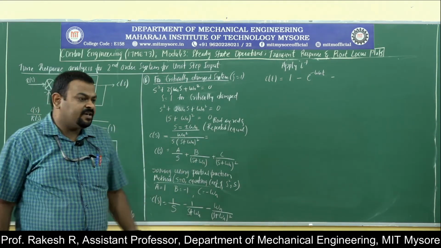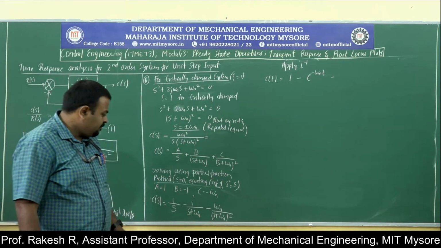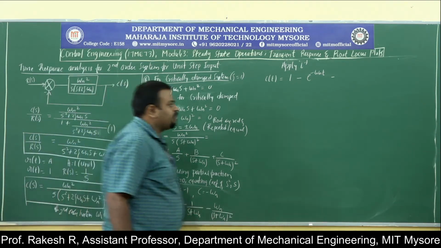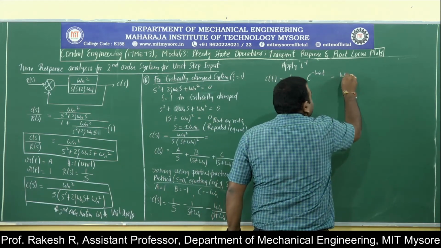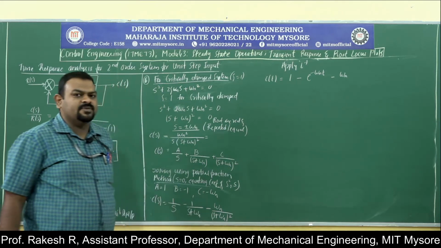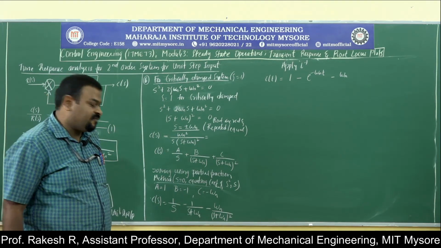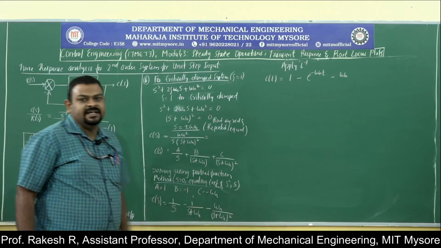There will be a confusion, directly we will opt for sin at. That is not the case here. Omega n, take that as a constant. Laplace inverse of 1 by S square is nothing but t.